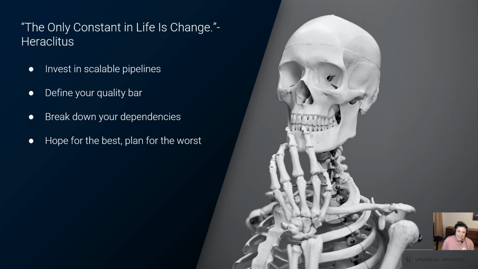What we learned in this project is that the only constant in life is change. Invest in scalable pipelines and define your quality bar. Make sure that you have a benchmark asset that you can refer any member on the team to. Break down your dependencies. This is not a very easy task, and hindsight is 20/20. Just try your best to think ahead of all the other areas that might be affected by your current task. Hope for the best and plan for the worst. Always create a buffer in case anything goes wrong.